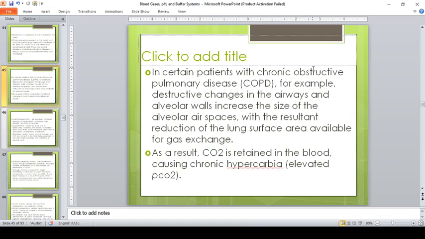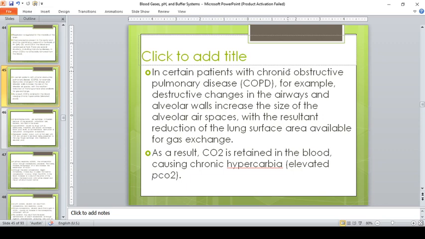In certain patients with COPD, or chronic obstructive pulmonary disease, destructive changes in the airways and alveolar walls increase the size of the alveolar air spaces, with the resultant reduction of lung surface area available for gas exchange. Which means, guys, that in COPD the alveolar walls that can be used for gas exchange are decreased. Kumukonti na yung wall wherein the gas exchange may happen.